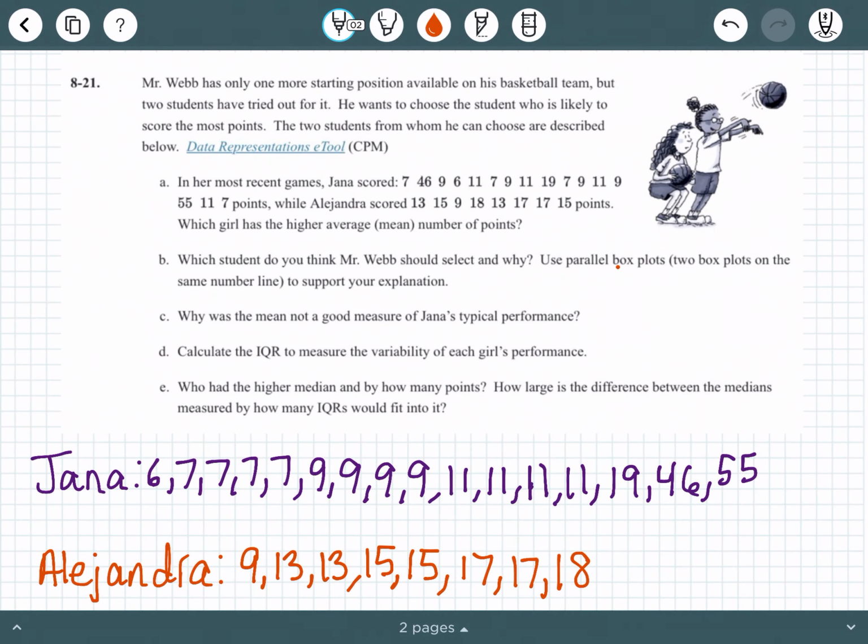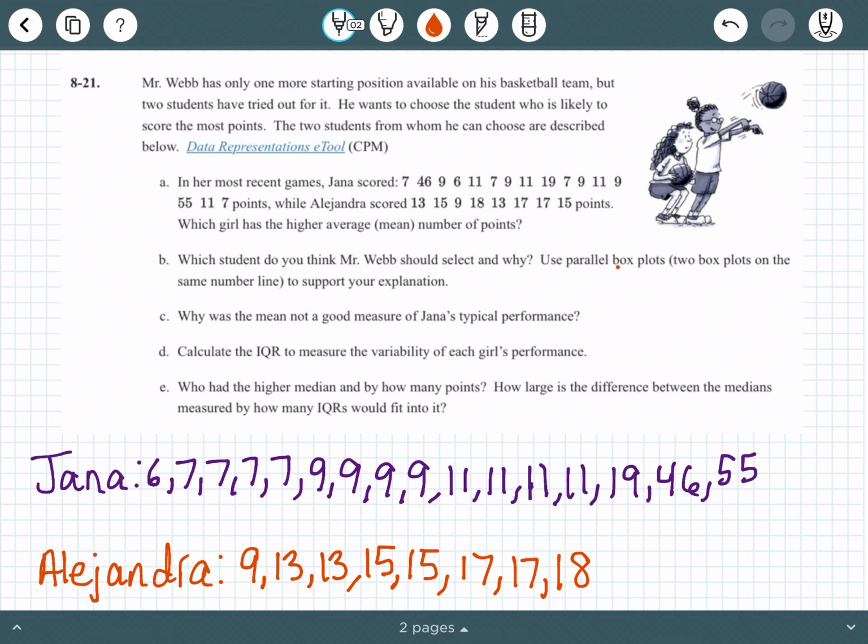All right, let's take a peek at question 821. Mr. Webb has only one more starting position available on his basketball team, but 2 students have tried out for it. He wants to choose the student who is likely to score the most points. The 2 students from whom he can choose are described below.